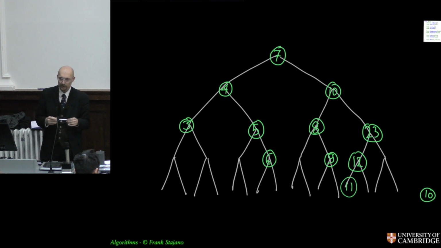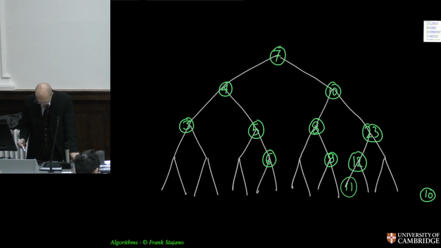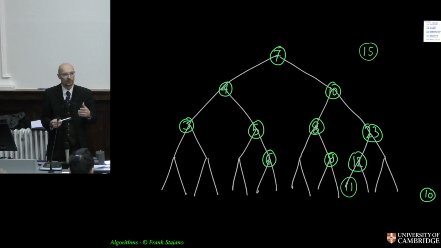If I want to insert any other thing, for example, what's the number that's missing? 4, 5, 6, 7, 8, 15. What would I have to do in order to insert 15? Maybe the easiest, we start by saying, what would I have to do to retrieve the key? What if I wanted to find what's the value associated with 15?